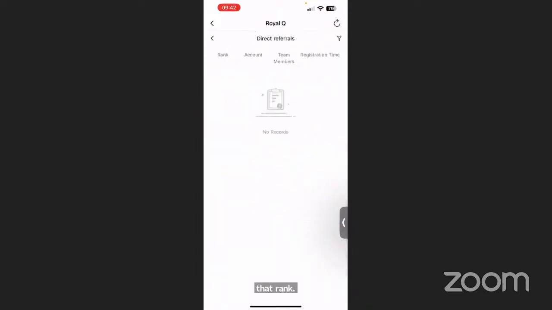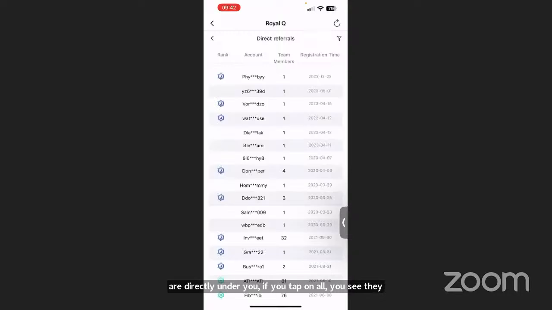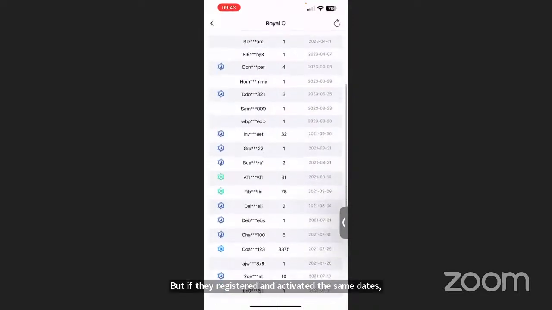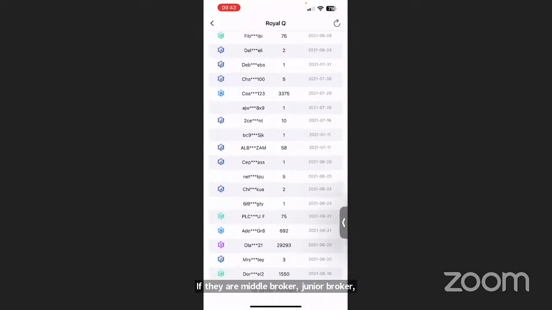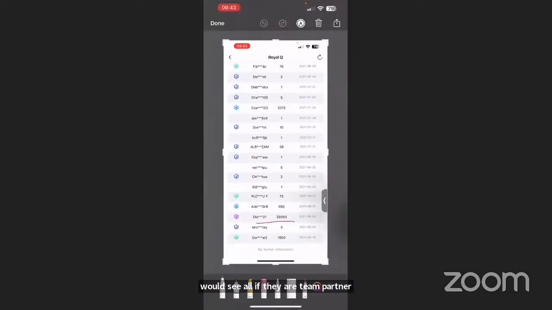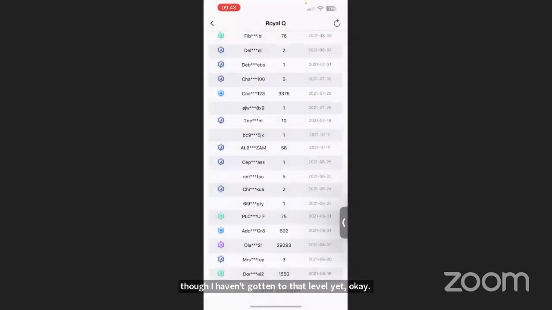So all the people that are directly under you, if you tap on all, you see their rank and also the dates they registered, not the dates they activated, only the registration time. So if the person registered and didn't activate on that same day, you don't actually see it, okay? But if they registered and activated the same date, then that is the date, okay? You also see their levels. If they are middle broker, junior broker, advanced, you would see all. If they are team partner, I have two team partners in my team, even though I haven't gotten to that level yet, okay? So this is everything you need to know under team.